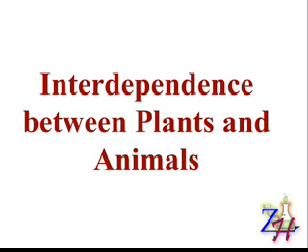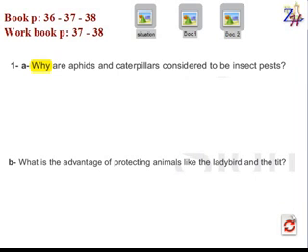Today we are going to explain a new lesson which is about interdependence between plants and animals. We're going to see what we mean by interdependence. First, I want you to open your book, page 36, and your workbook, page 37, to follow with us on the documents and the questions.